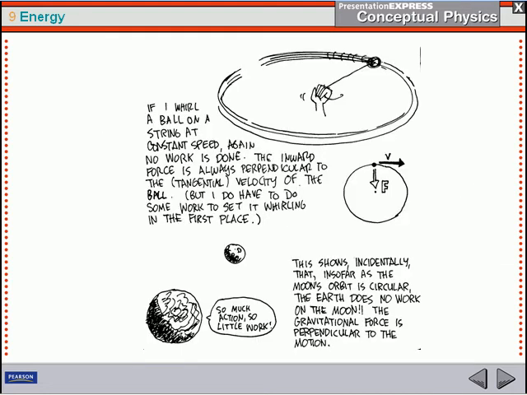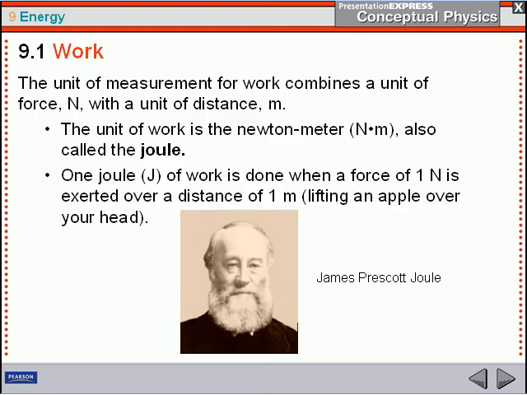Here's another example. If you whirl a ball on a string, the force on the ball is inward towards the center of the string, but the distance that the ball travels is always perpendicular to that force. So absolutely no work is done on this ball, even though the ball goes round and around. Same thing with the Earth. The Earth does no work on the moon. The force of gravity between the Earth and the moon is actually perpendicular to the motion of the moon.